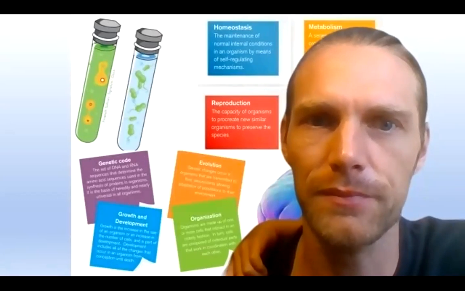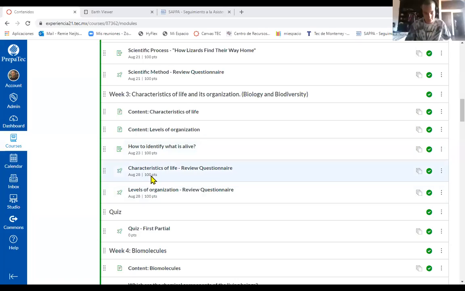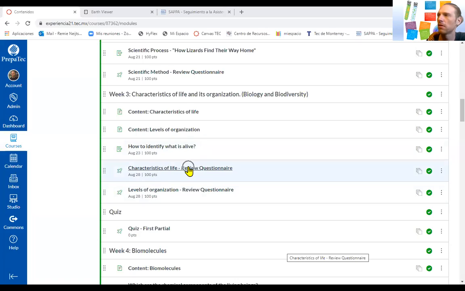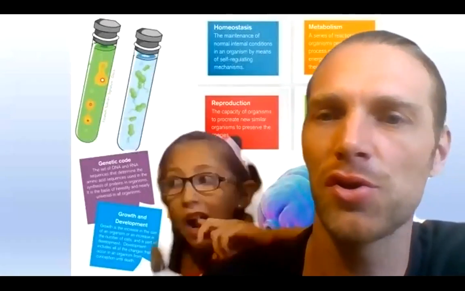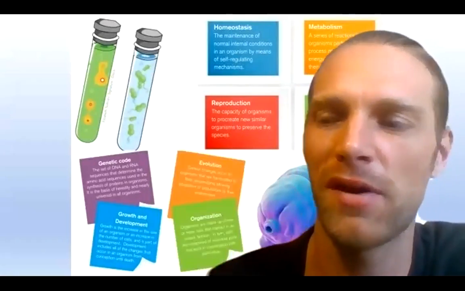What was the name of the activity? Characteristics of life. I'll show it again. It's called review questionnaire, characteristics of life, this one. Okay, it's just 5 little questions. It's not very literal. The questions are a little bit applied, but I'm sure you will be fine doing it. It's not that hard.